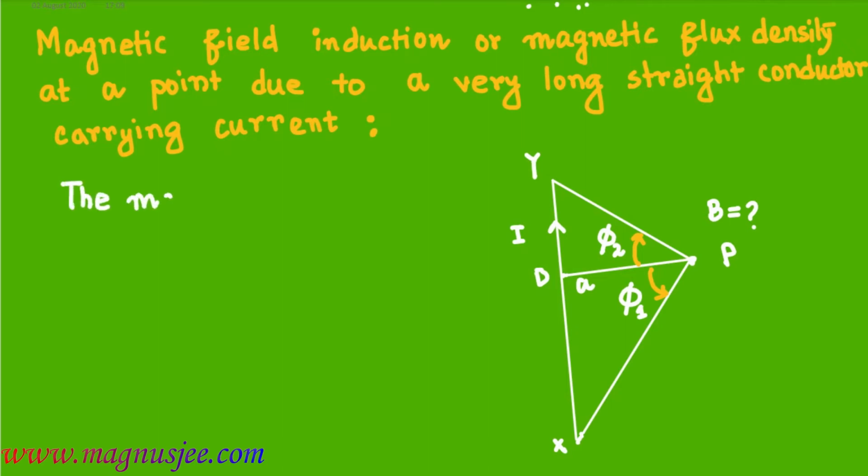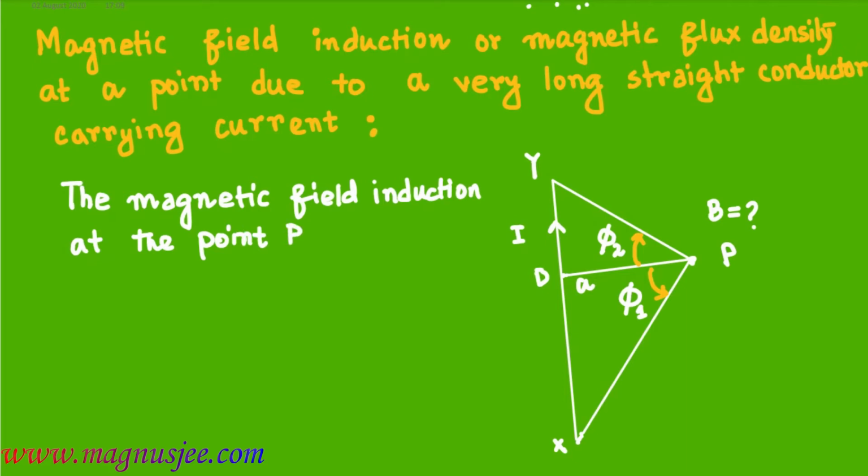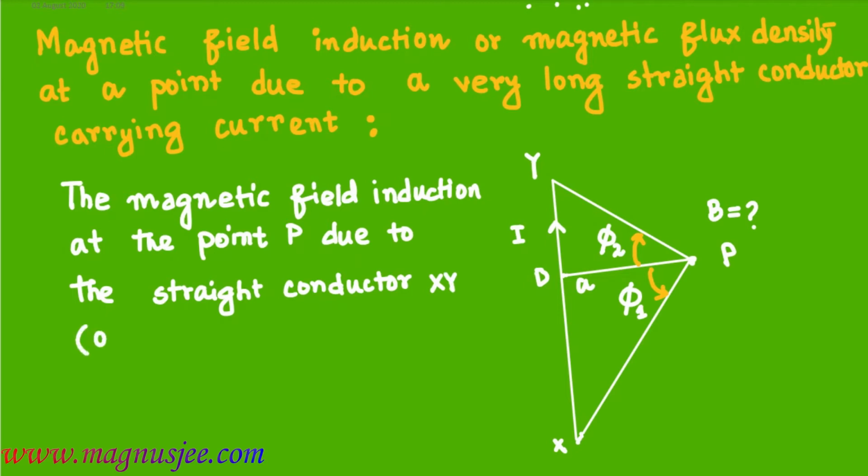We know that the magnetic field induction at the point P at a perpendicular distance A from a straight conductor XY of finite length is given as follows. First we shall consider the conductor of finite length, then the straight conductor of infinite length will be discussed.